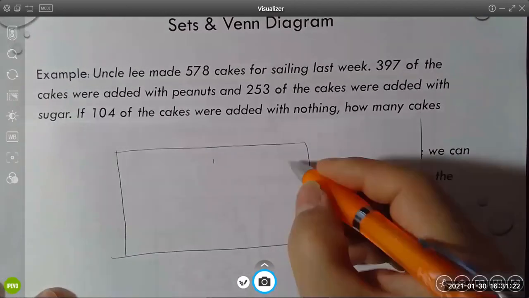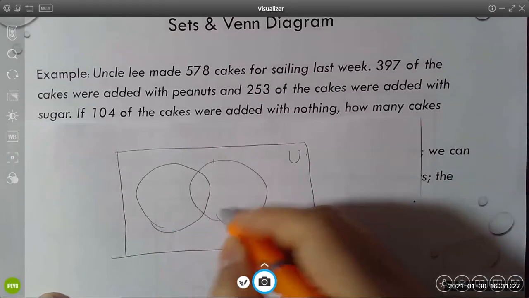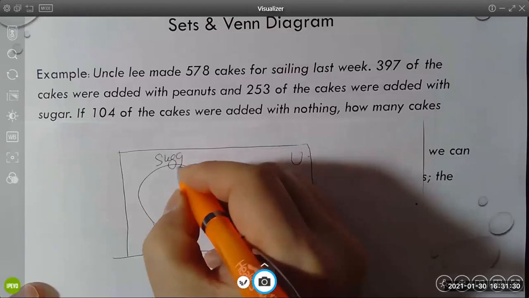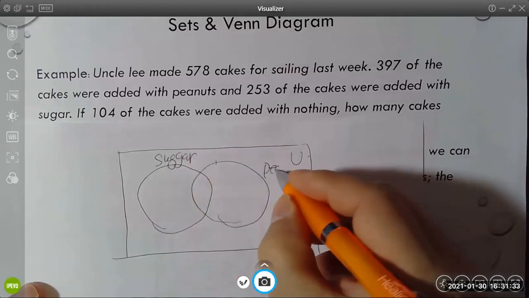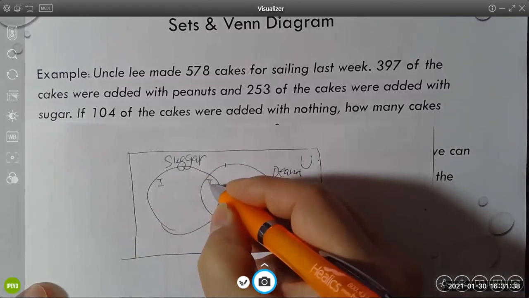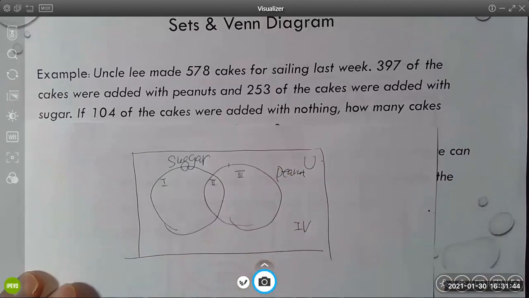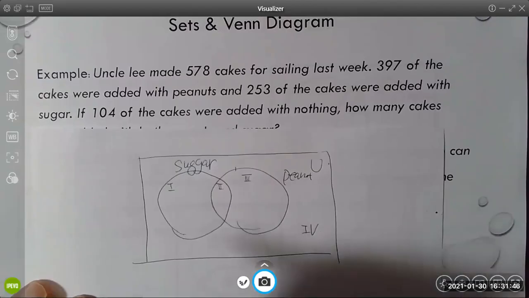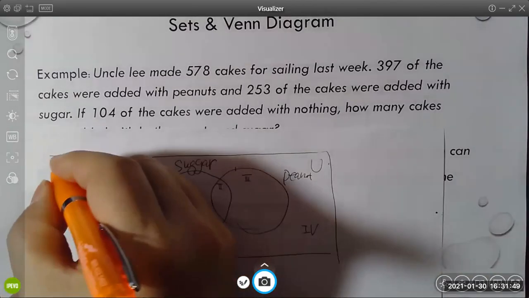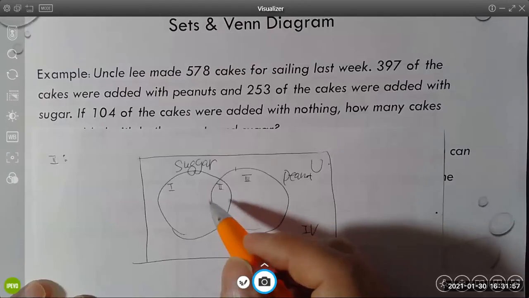So our Venn diagram is going to be like this. First, the universal set, and we have two circles. One is added sugar, one is added peanuts, right? Now this is region 1, region 2, region 3, and region 4. Now we just fill in numbers and answer questions. Let's fill in numbers. First, region 2, because we always do the overlap region first. The overlap means those cakes that were added with both sugar and peanuts.